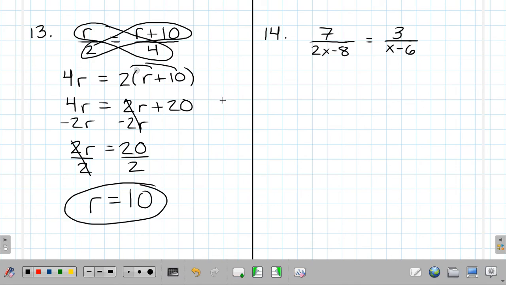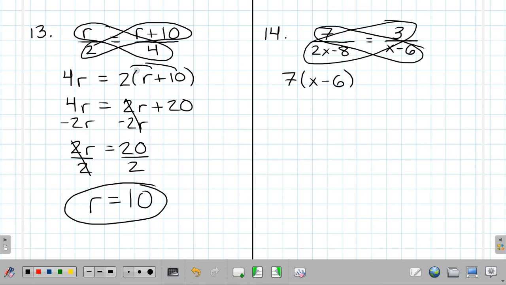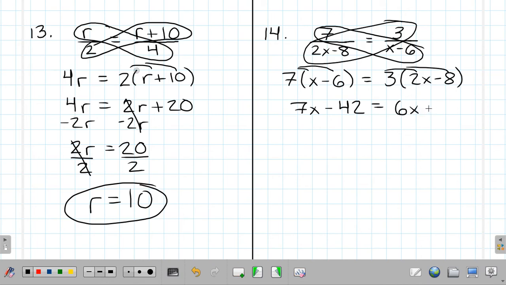Okay, and now we get into some tougher ones because we end up with things like 2x instead of x down here, okay? But it's the same exact process. So I'm going to do the 7 times x minus 6 first, and then the 3 times 2x minus 8 next. Same steps though. We're distributing. 7 times x, 7x, minus 7 times 6, 42. 3 times 2x is 6x, minus 3 times 8 is 24.